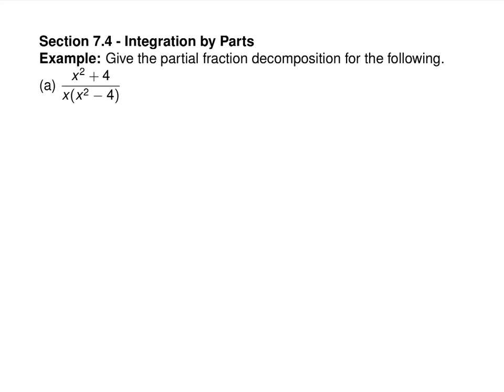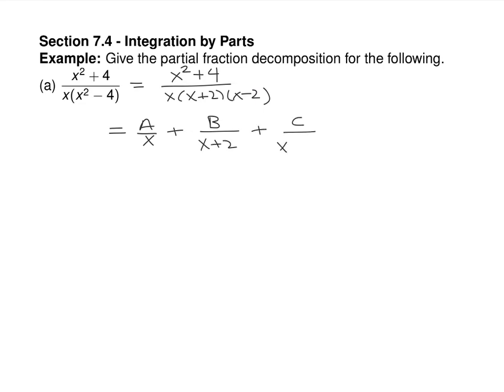And notice that this is the same thing as x squared plus 4 over x times x plus 2, x minus 2. And that would expand into some constant a over x plus some constant b over x plus 2 plus some constant c over x minus 2. So that's the partial fraction decomposition, where a, b, and c are some constants.